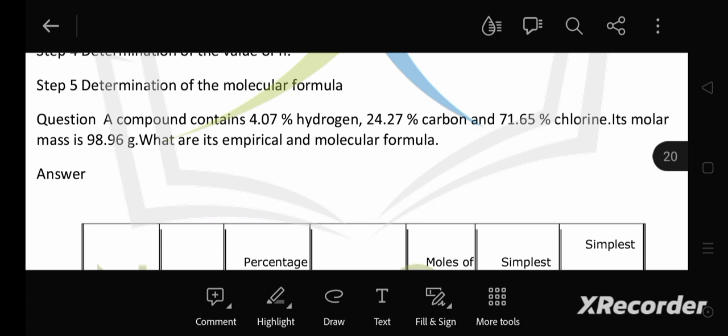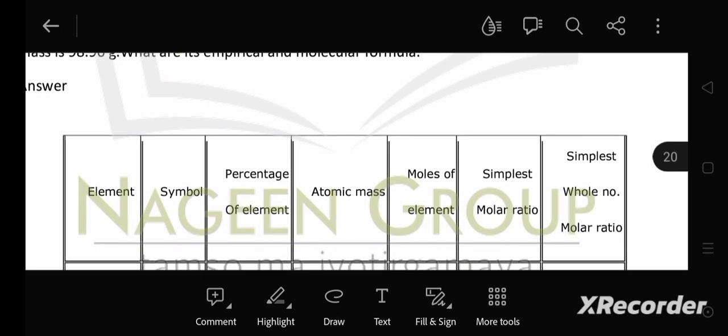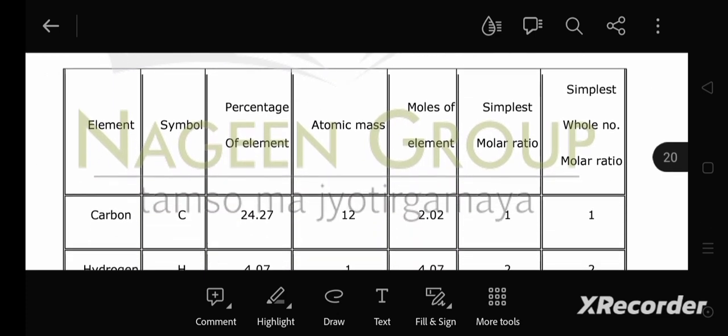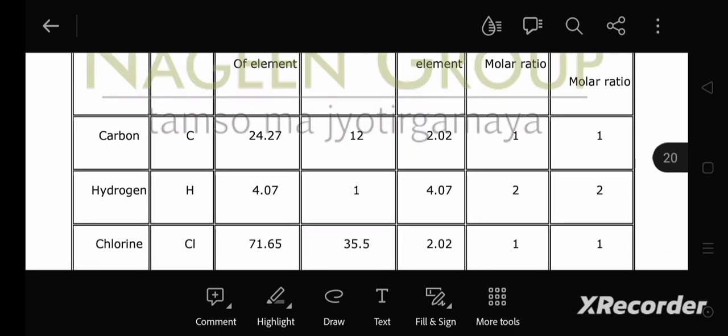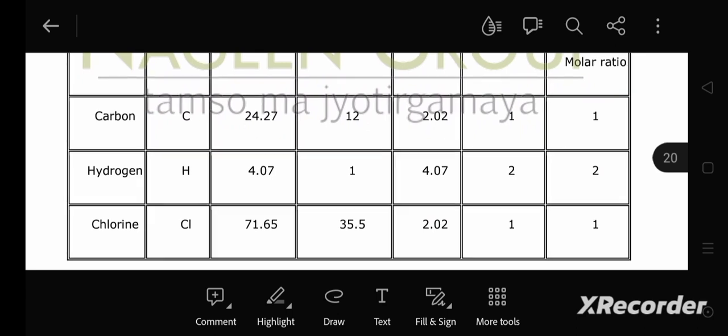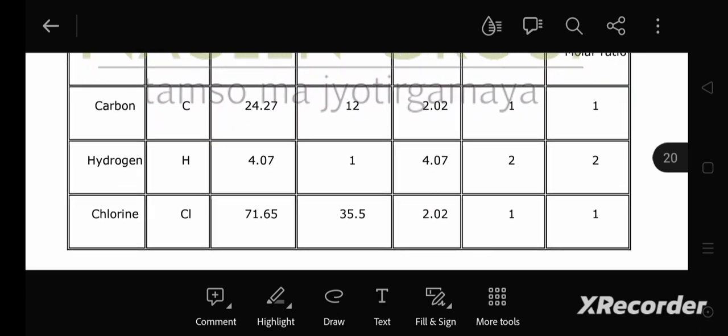So how can I calculate the molecular formula and the empirical formula? Firstly we have to calculate the empirical formula. By calculating this empirical formula we have to know this column. Number 1, element. Here you can write all the elements that are present in your compound. Here you have only 3 elements: carbon, hydrogen and chlorine.